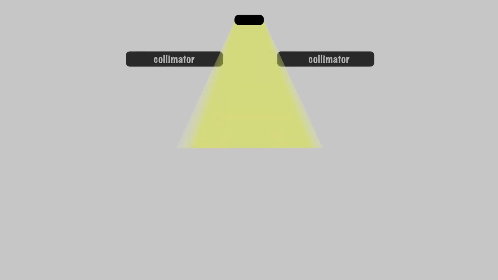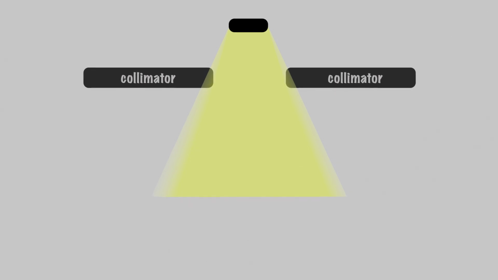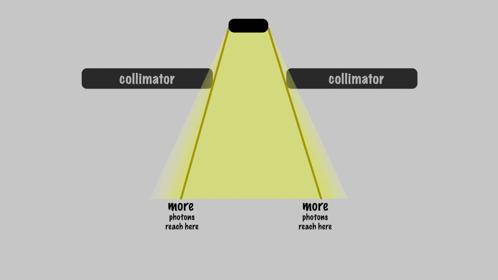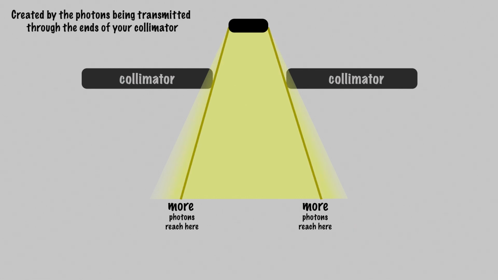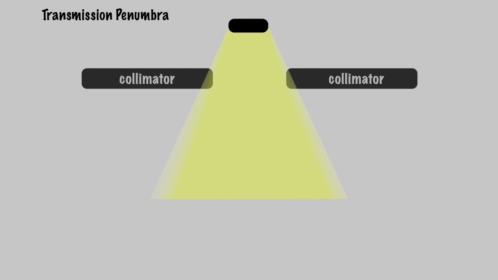Now let's think about what happens in a real situation. First of all, you might notice that the collimators drawn here don't exactly match the divergence of the beam. This means that the edges of the beam are passing through different thicknesses of collimator material. The parts of the beam that pass through more of the collimator are blocked more and attenuated more, which means fewer photons go through. The parts of the beam that pass through less of the collimator are blocked less and attenuated less, which means more photons go through. This effect is called transmission penumbra, because it's created by the dose being transmitted through the ends of your collimator.